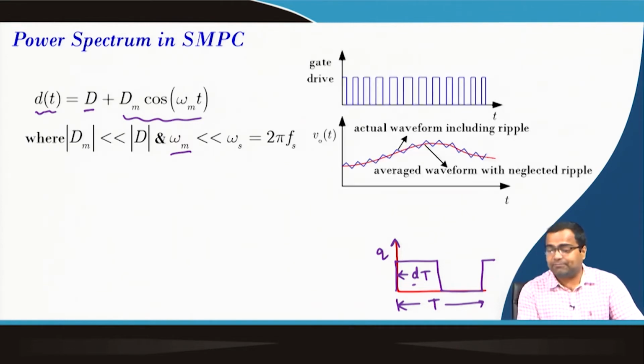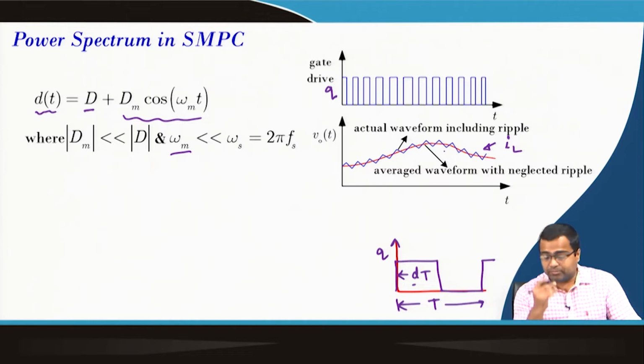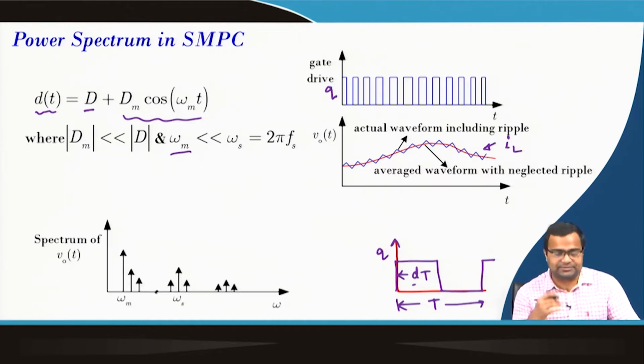Then if we draw the waveform of this converter, where this is the gate signal Q, we can draw the corresponding switching behavior of the converter. So, this could be the inductor current. If the ripple is small, then we can neglect the effect of the ripple and straight away take the average dynamics. But how far is this average dynamics valid?